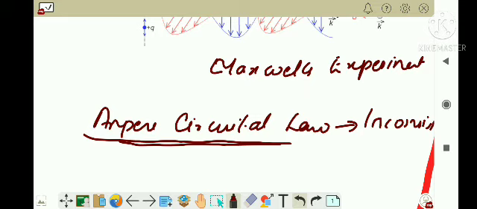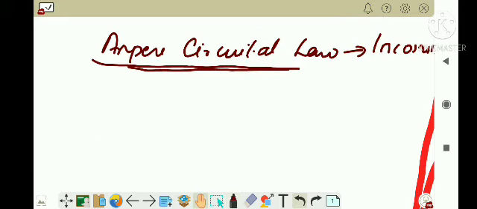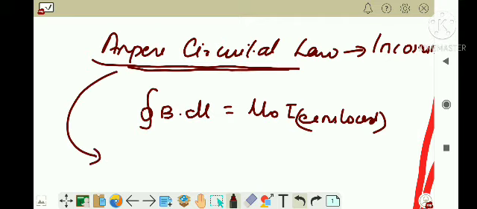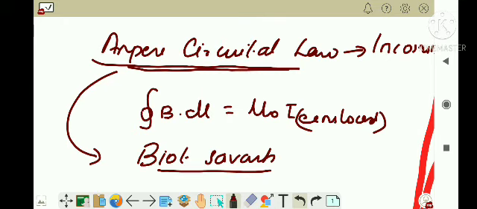So what did Ampere's circuital law state? It stated that integral B dot dl is equal to mu 0 I enclosed by the surface, right? So what was Ampere's circuital law actually? It was a law used to make Biot-Savart's law simpler, right? So Biot-Savart's law was made simpler by using Ampere's circuital law, right?